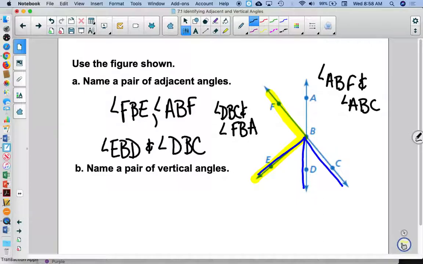If you look at it, FBE, ABF. So the BF, notice right here. Here we've got EBD. See the same side? Over here we've got the same side here and the same side there. Do we agree? Do I have anything in those two that is the same, other than the vertex? So this would not be adjacent angles. Okay? Go try though. Michaela.